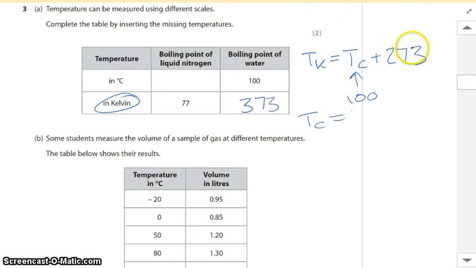And likewise, the other formula that you're going to need is this one, minus 273, and if you substitute 77 into here and work it out, you get minus 196.